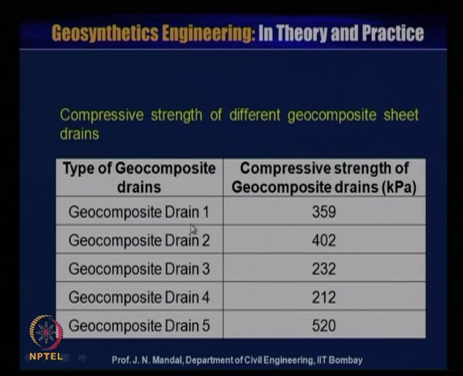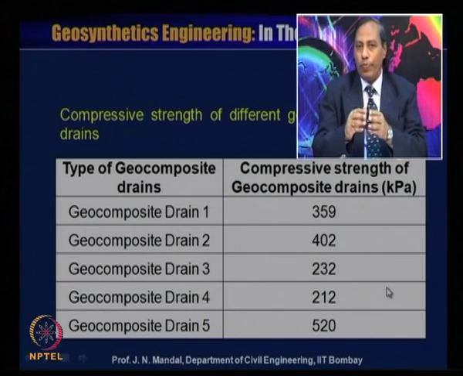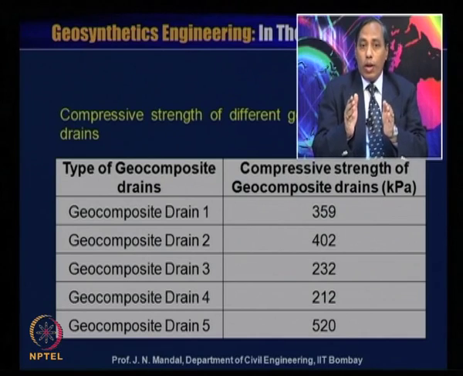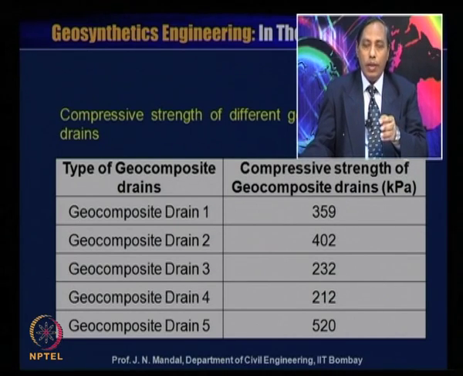You can see geocomposite drain 1 with compressive strength about 350 kilopascal, another geocomposite drain 402, another 232, 212 and 520 kilopascal. On the one hand you should know the compressive strength of the different geocomposite sheet materials. At the same time, for the same material you should know what will be the flow rate of that material. I am not showing here the flow rate of this kind of material.